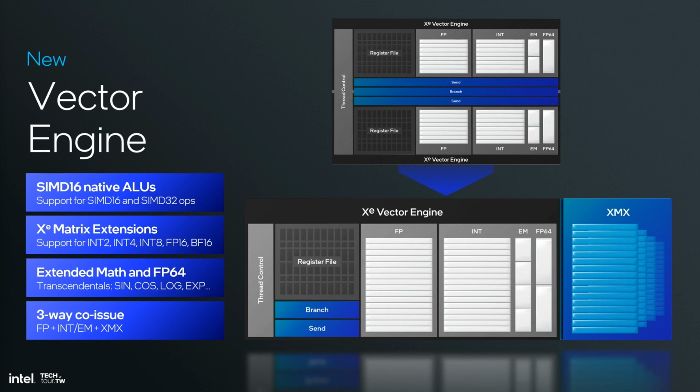We do support extended math, so sine, cosine, log, exponentials. Those are all in that EM stripe there. And lastly, we support three-way co-issue. That means that we can issue an integer, a floating point, and a transcendental in the same clock. Pretty cool stuff, and it is much more efficient than our prior generation Xe.